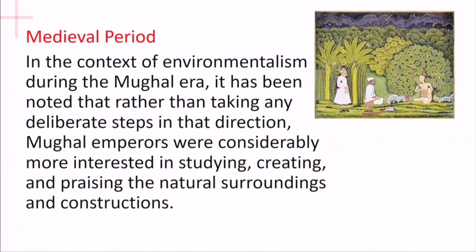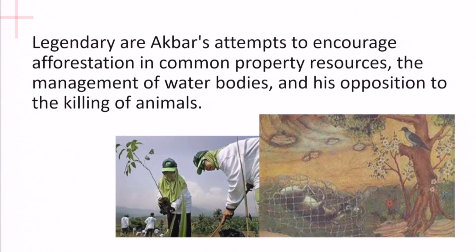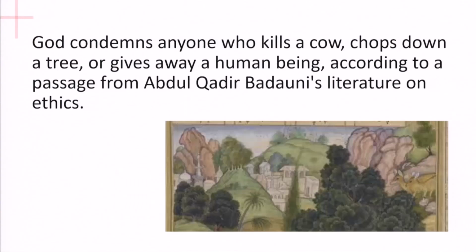In the context of environmentalism during the Mughal era, it has been noted that rather than taking any deliberate steps in that direction, the Mughal emperors were considerably more interested in studying, creating and praising the natural surroundings as well as their constructions. Legendary are Akbar's attempts to encourage afforestation in common property resources, the management of water bodies and his opposition to the killing of animals.